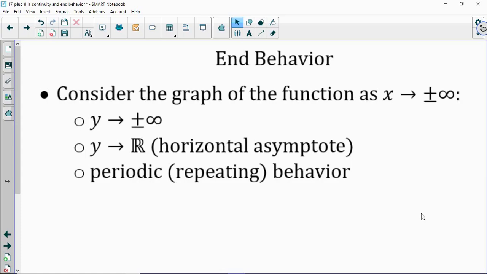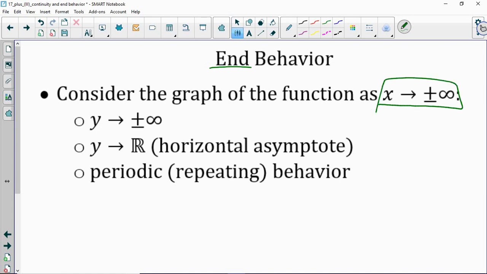Okay, so now we're going to switch gears here and we're going to discuss end behavior. It's called end behavior because we're interested in what's happening at either end of the function, meaning the left end or the right end. So we're going to think about what the graph might look like if we have the equation, and we're going to consider when x gets super, super big in the positive direction, or when x gets super, super big in the negative direction.